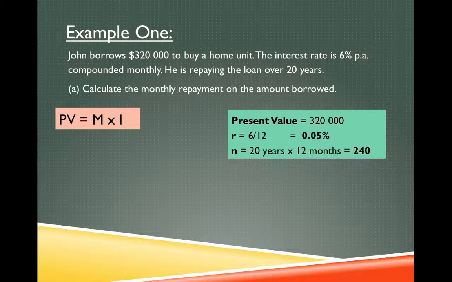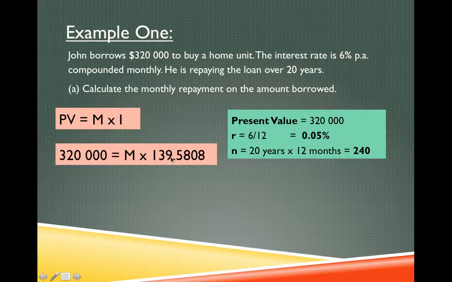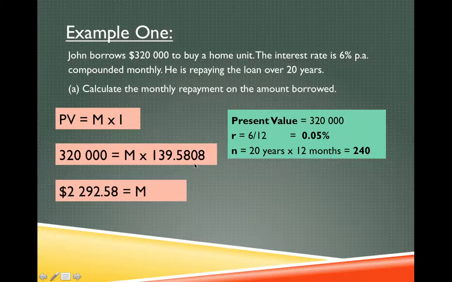In the present value interest factor table, we find the factor for 0.5% and 240 months. That factor is 139.5808. We substitute the values we've got into the formula. To now find the monthly repayment from this equation, we're going to divide by 139.5808 on both sides, which gives us a monthly repayment of $2,292.58.